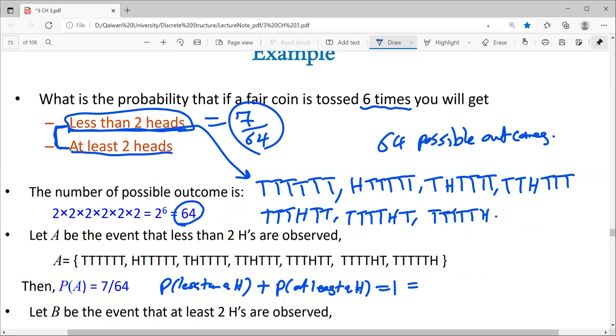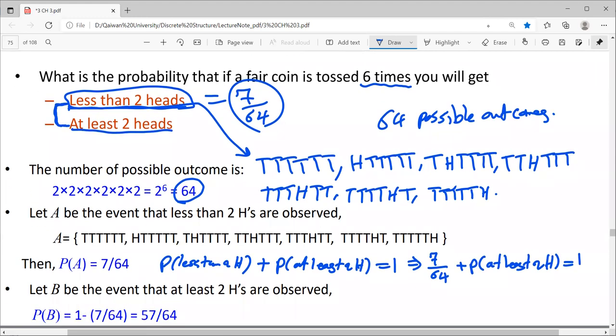The probability of less than 2 heads is 7/64, plus the probability of at least 2 heads equals 1. How to get the probability of at least 2 heads? You say the probability of at least 2 heads equals 1 minus 7/64, which is 57/64. This is the probability of at least 2 heads.